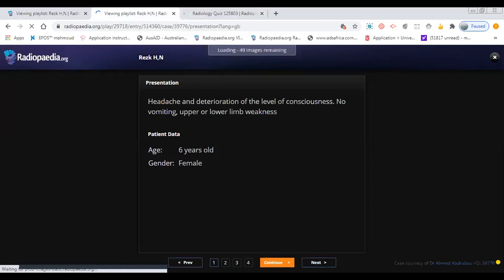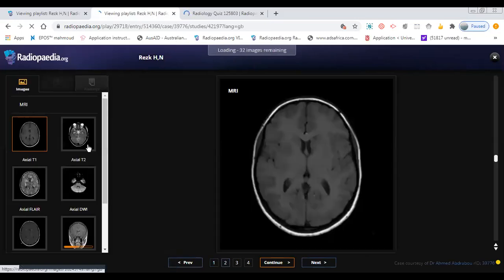I think this patient has headache and deterioration of level of consciousness, no vomiting, 6 years old. This is the T1. Yes, this is the T1.